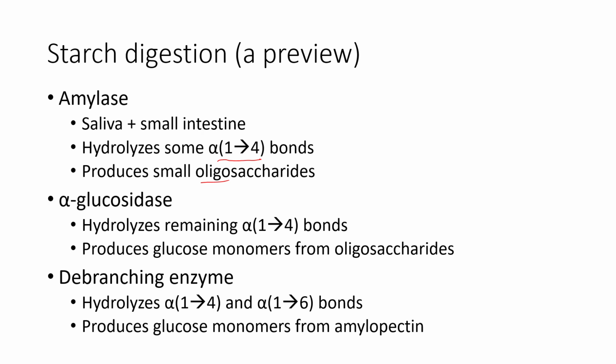So how do we start to cut apart those oligosaccharides? We have another enzyme called alpha glucosidase. So this enzyme hydrolyzes those remaining alpha 1,4 bonds. Again, same bonds, just now it's turning those oligosaccharides into glucose monomers. But in the case of amylopectin, that's not enough, right? We have those other alpha 1,6 bonds that create those branches. And so for amylopectin, we need this debranching enzyme. So debranching enzyme is able to hydrolyze both alpha 1,4 and alpha 1,6 bonds. And so it's going to help us make glucose monomers out of amylopectin.